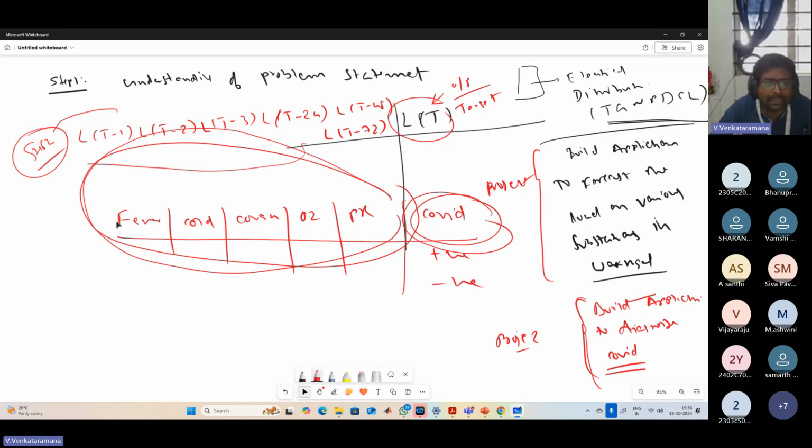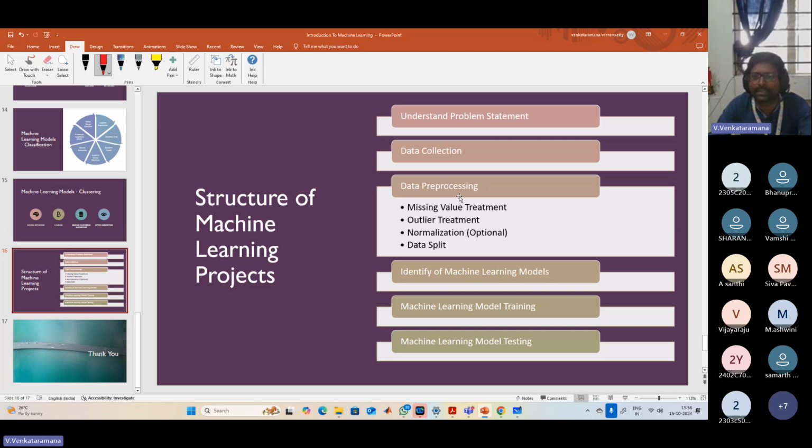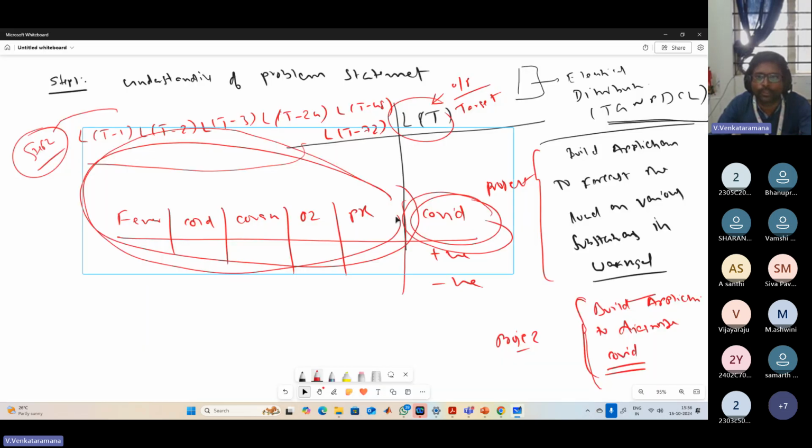So once the features are identified, the next step is to go for data collection. Data collection means, if you are working on the COVID application, then go to the hospitals and take the previous patients' data, both COVID positive and negative patients' data, and note down their fever, cold, cough, O2, PR, and whether it's positive or negative. Like that, you have to prepare the data. Thousands of samples of data you have to prepare.